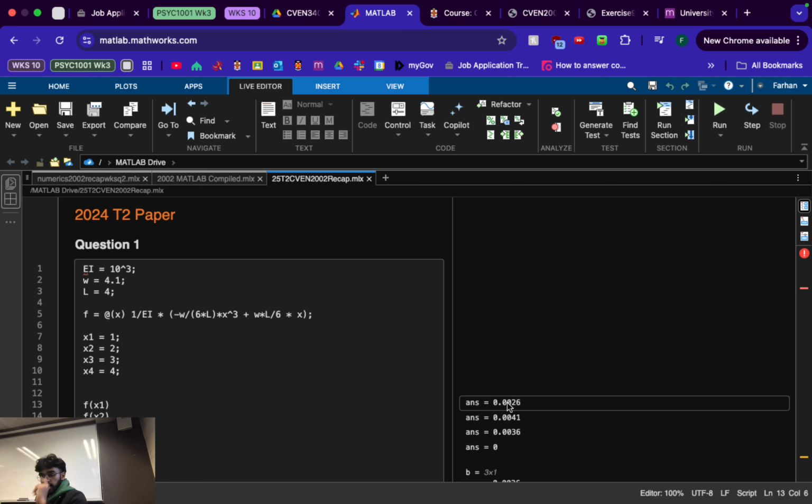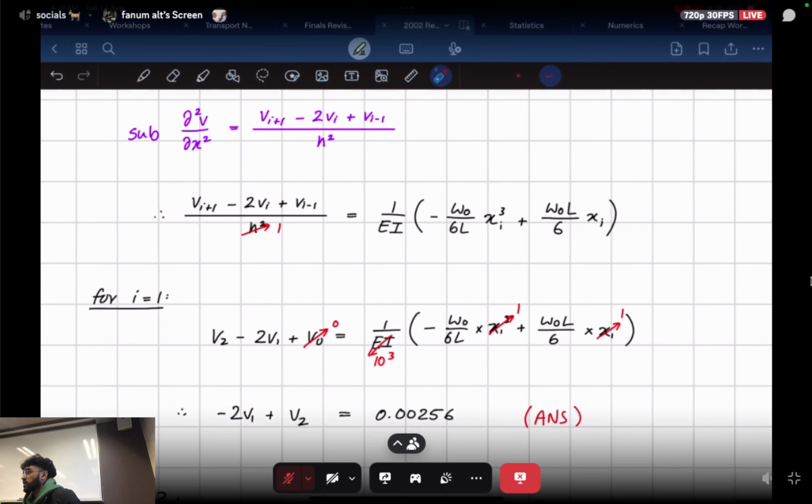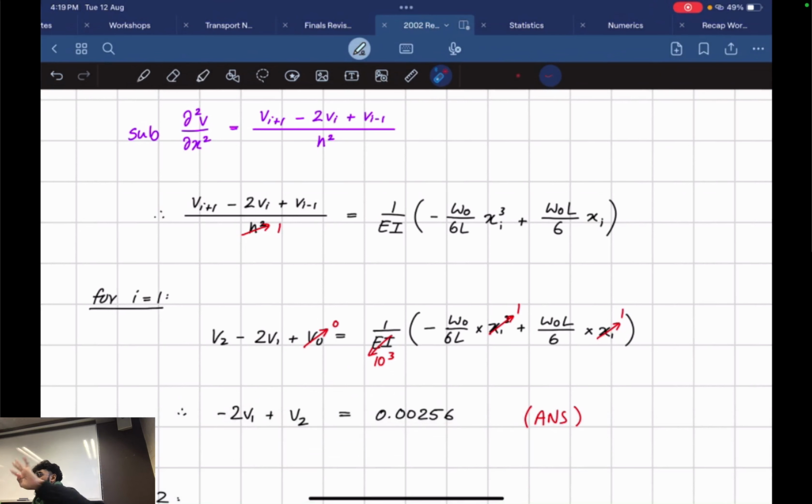I'm pretty sure Elena's aware of MATLAB only giving the values to 4 decimal places. So I think in the finals they'll ask for it to 4 decimal places.